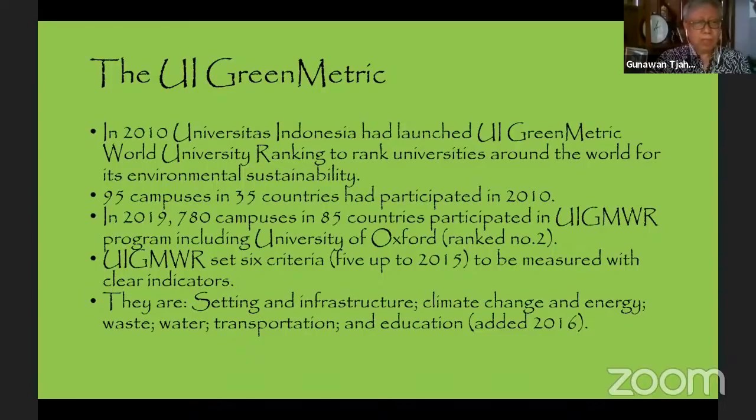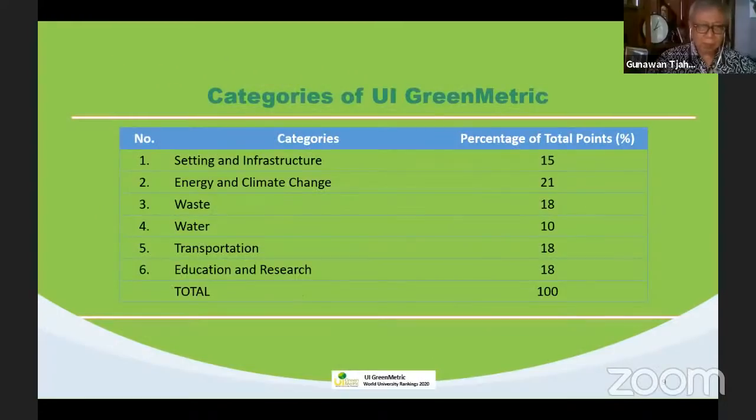So, UI Green Metric World University Ranking sets 6 criteria. At the beginning, it had only 5, but now it's expanded into 6 to be measured with clear indicators. They are setting and infrastructure, climate change and energy, waste, water, transportation, and education. These are the criteria and the measurement and also the points you can get.